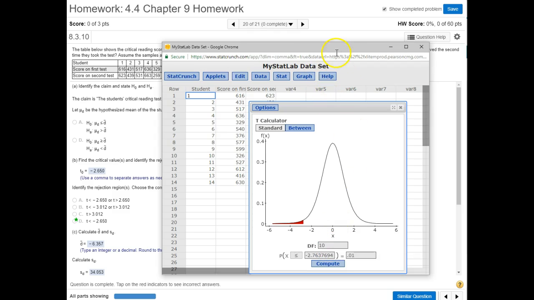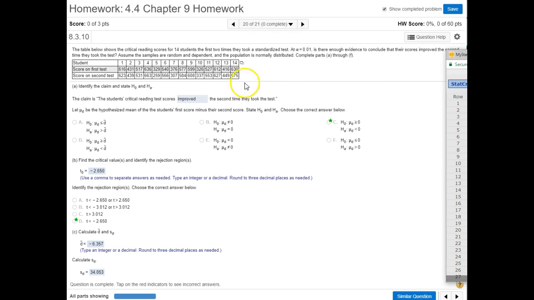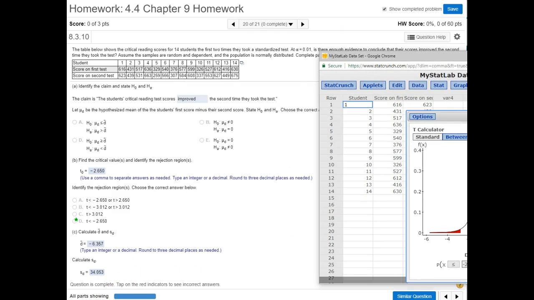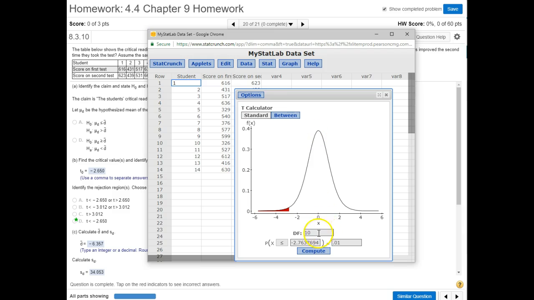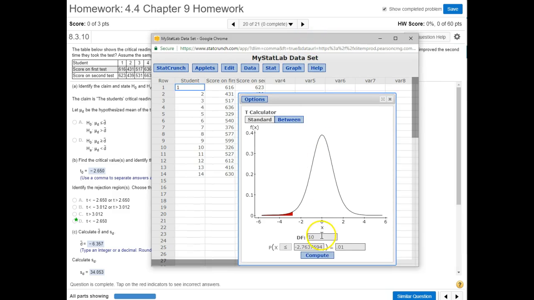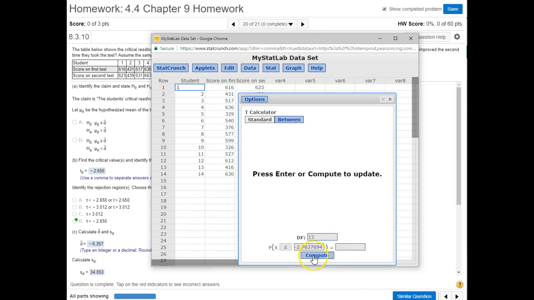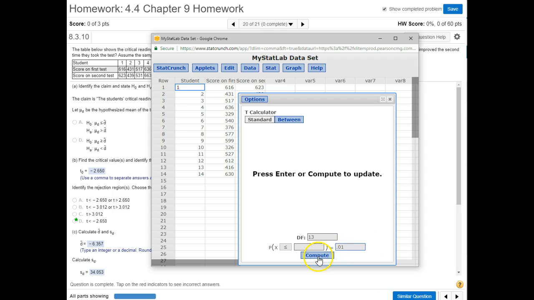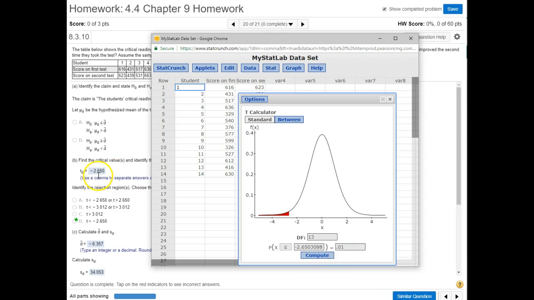So we want that left tail to have an area of 0.01, and I didn't put the degrees of freedom in. The degrees of freedom in this case is n minus 2. Actually, let me double check that. I can't remember if it's n minus 1 or n minus 2. So I actually looked it up, and it's n minus 1. So it's the amount of pairs, 14, and we're going to subtract 1. So that would be 13. And we compute. Oh, sorry, 0.01. Okay, so now we compute, and that's how we get the value right here.